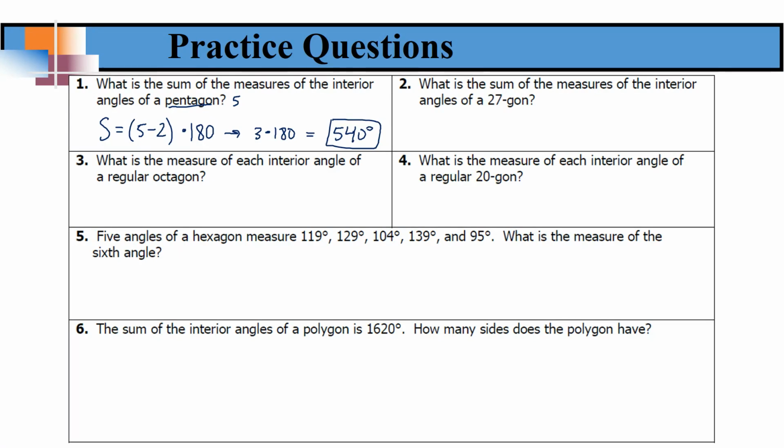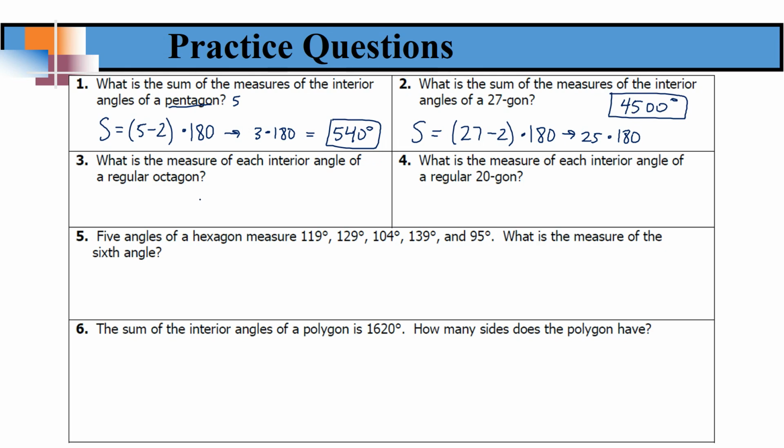Number 2, same kind of question, but this time it says, what is the sum of the measures of the interior angles of a 27-gon? So we use the same formula, S equals (27 minus 2) times 180. Well, that gives us 25 times 180, and that should give us quite a lot, 4,500 degrees.